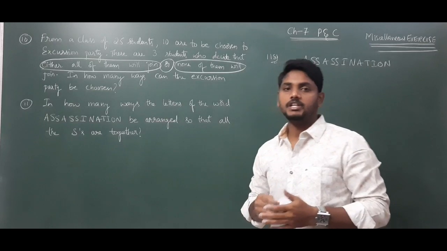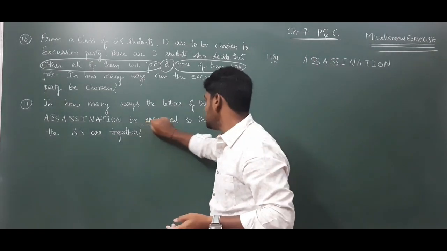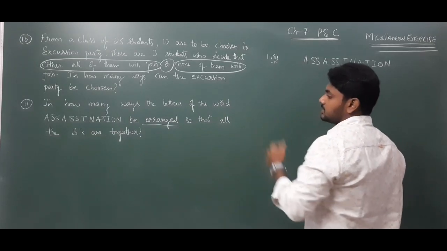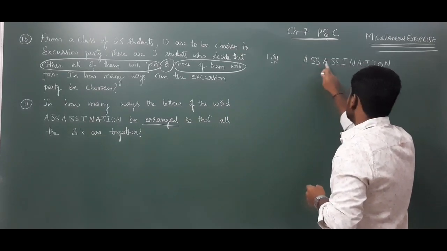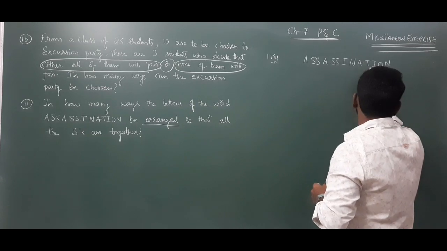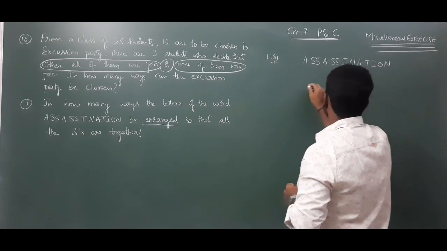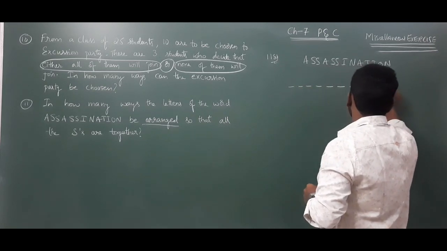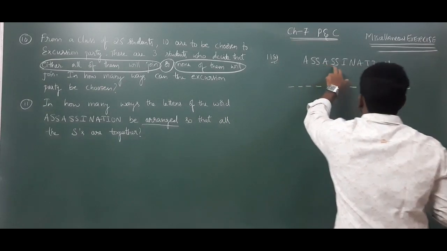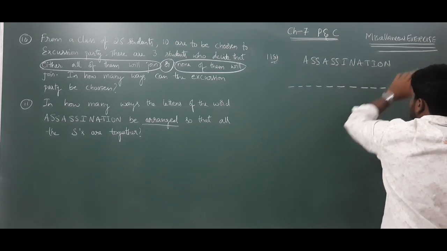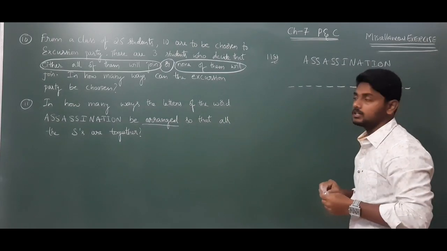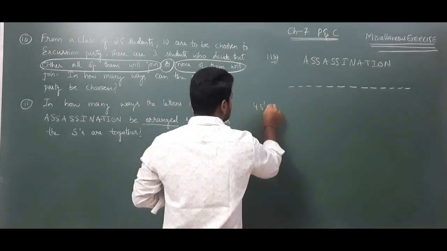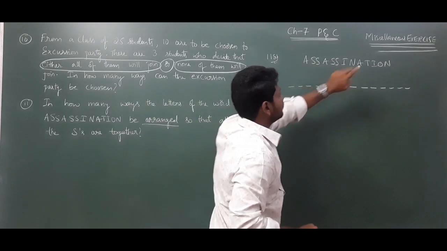In how many ways do we need to arrange? Arrange in the sense permutations or combinations? Permutations, so that all S's are together. We have 13 letters. In that, all S's are together. How many S's are there? First observe. See, 4 S's are there: 1, 2, 3, 4.